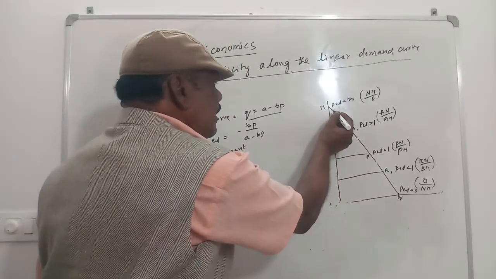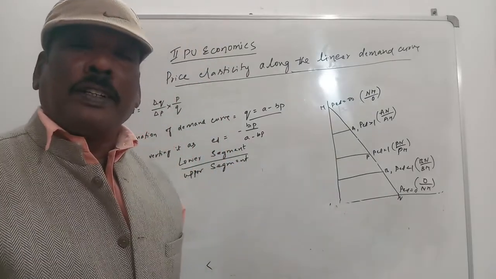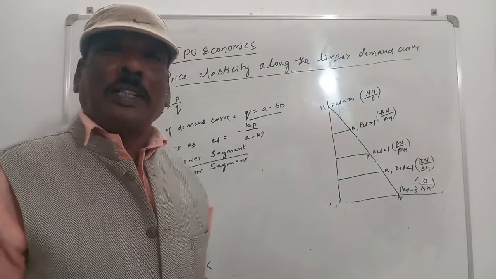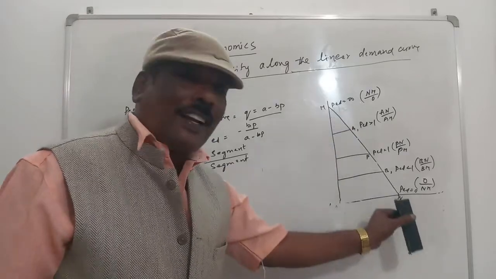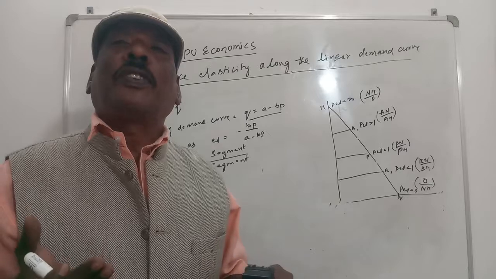This is the demand curve. MN is the demand curve. It is a linear demand curve. It slopes downwards and it is a straight line. It is not convex as we see in case of indifference curve.